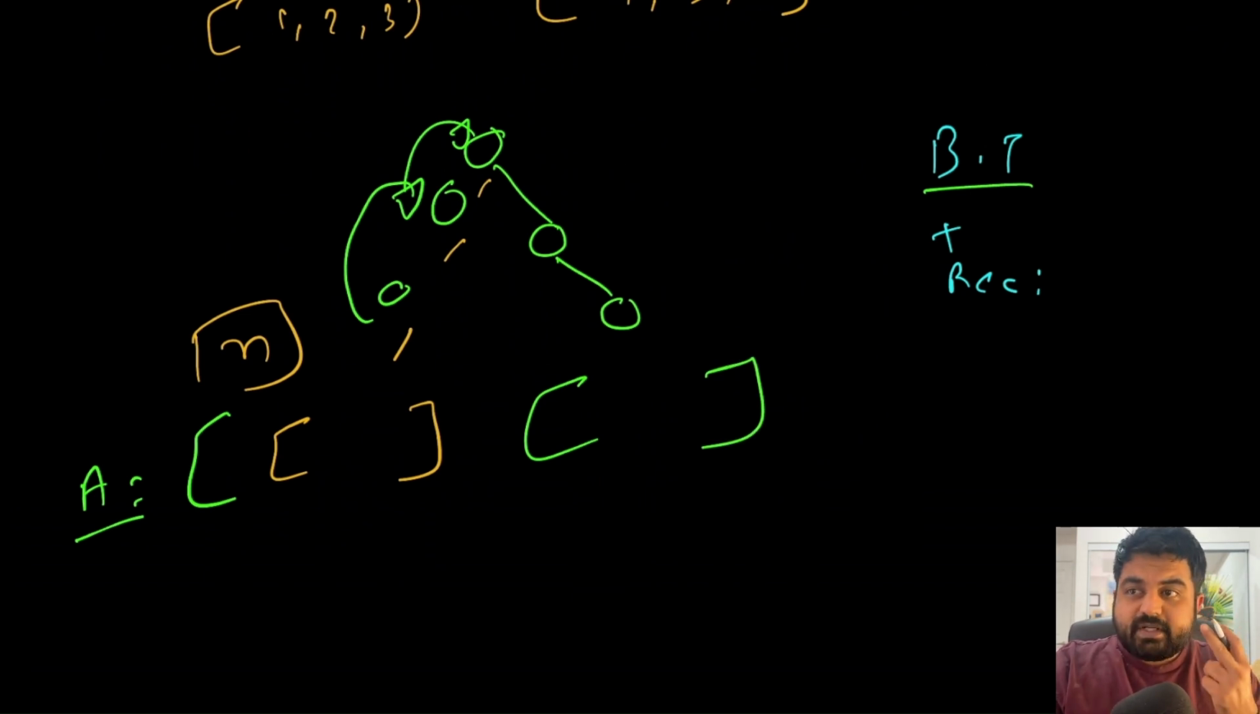Now there are two critical parts in this case that we will have to consider. Number one is that we will need to know at some point what values we have already used and what values we have not used so far.